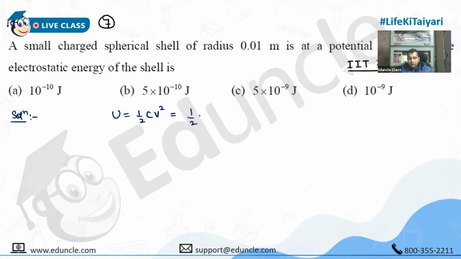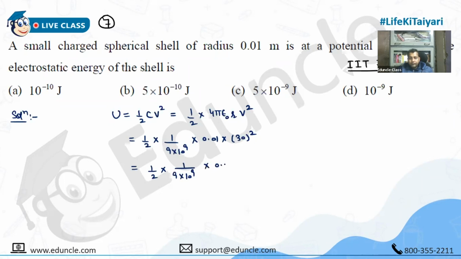This is the formula. This is 4 pi epsilon naught R. So this is coming out to be 5 into 10 to the minus 10 joule. Please check everyone.